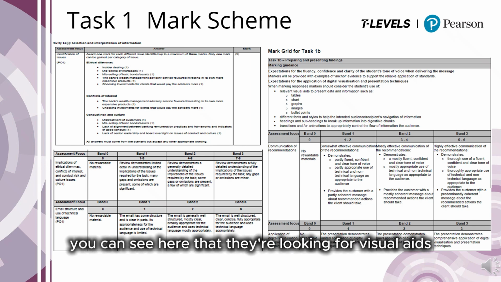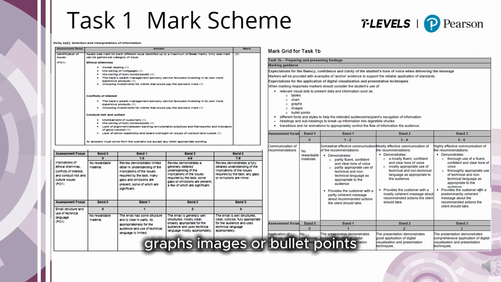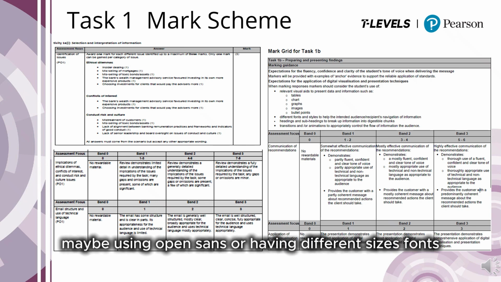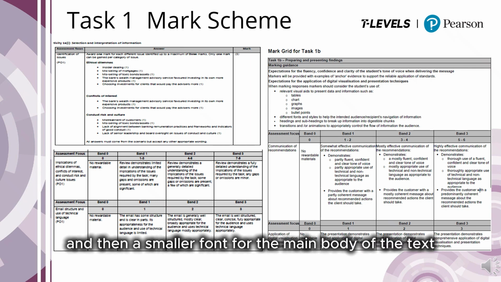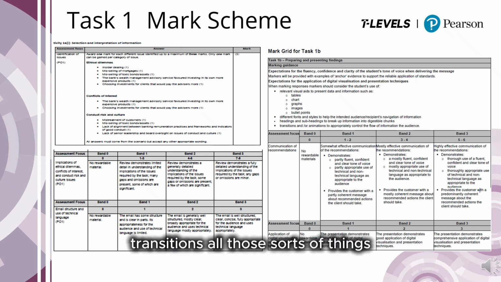So you can see here that they're looking for visual aids. So they are looking for them to include tables, charts, graphs, images, or bullet points. They count towards those digital skills. They're also looking for different fonts and styles. So again, as we talked about, maybe using Open Sans or having different sized fonts. So having a heading sized font and then a smaller font for the main body of the text to show that digital skills. Headings, transitions, all those sorts of things.